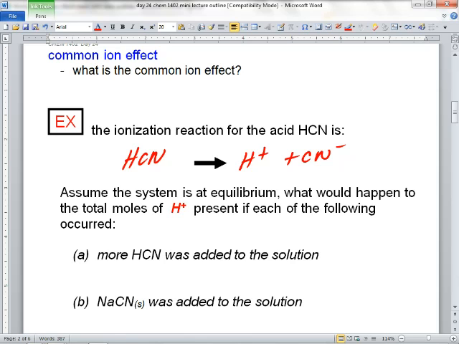What's going to happen to the moles of H plus if we do the following? You add some HCN. Mariella, what's going to happen to the moles of H plus? It's going to give us more H plus because now you've got too much reactant. It's got to shift and get rid of that excess reactant. Right. We add some sodium cyanide, solid, Victoria.